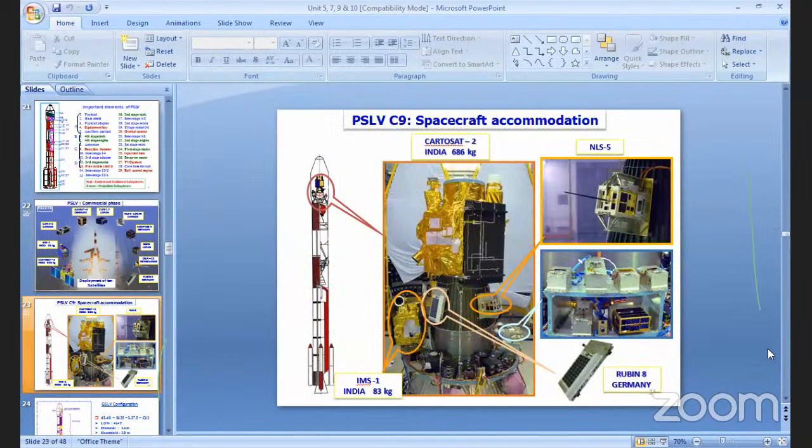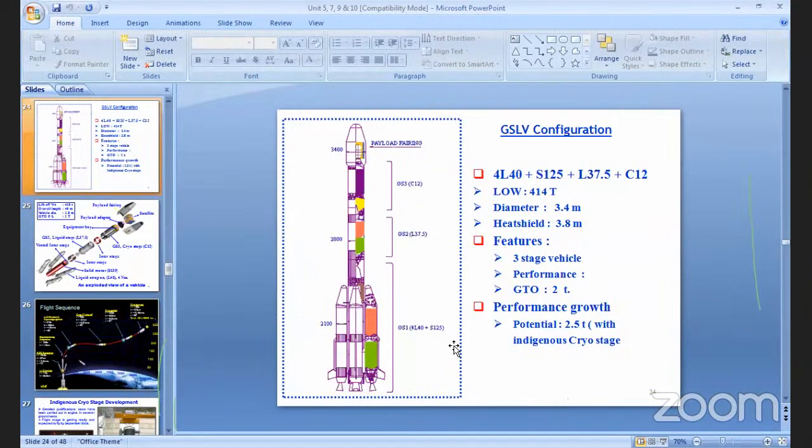You see the structure. Indian meteorological or metro satellite. And this instrument is a Rubin 8. It was imported from Germany. Same again, GSLV configuration, and it also has these stages. It has 3 stages, GS1, GS2, GS3.